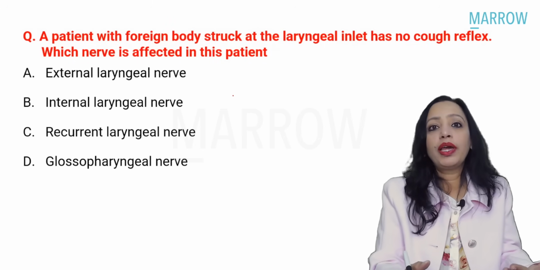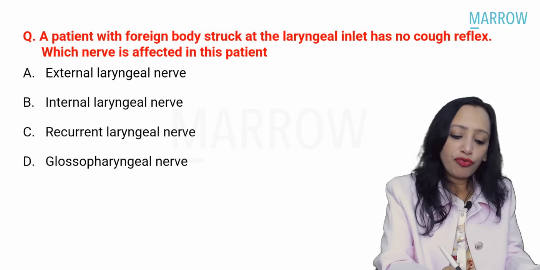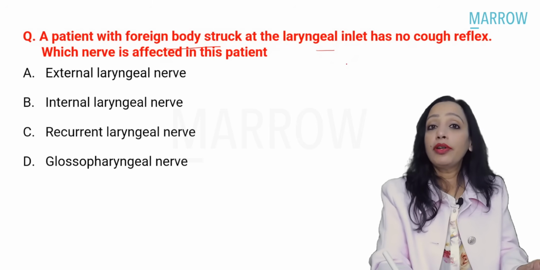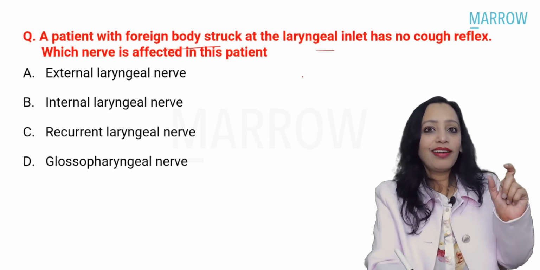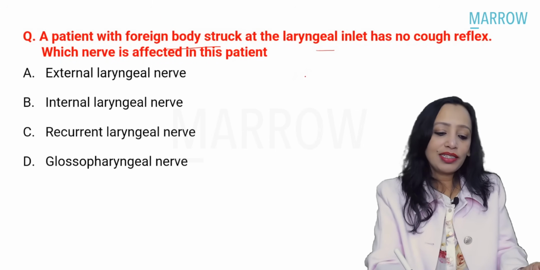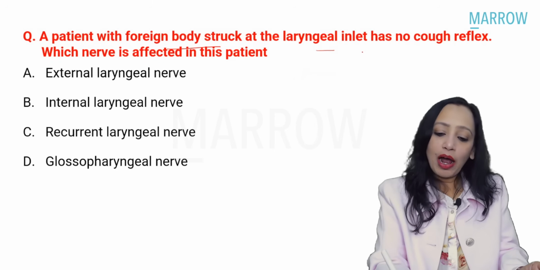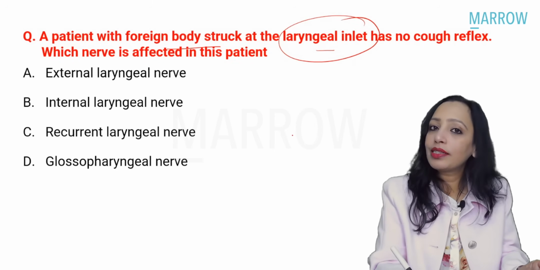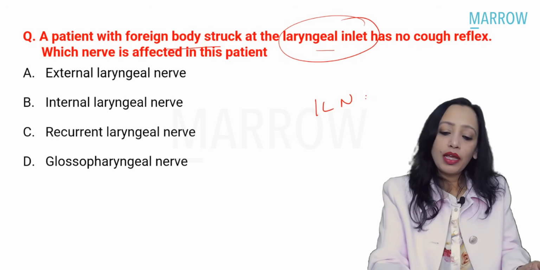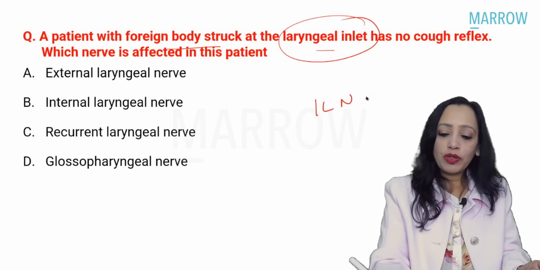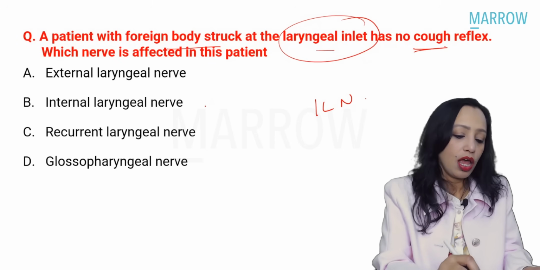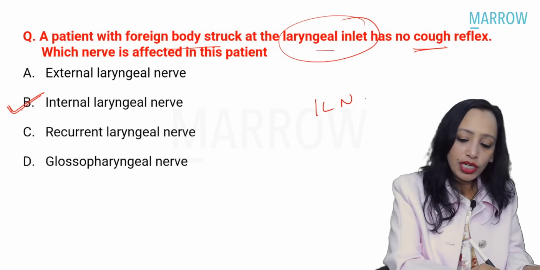Now here this has been a very, very simple direct question. A patient with a foreign body stuck at the laryngeal inlet, no cough reflex. That reminds me that a question on foreign body, a foreign body coin, was given in your exam in the May session. So this is the nerve supply that is being asked, of the laryngeal inlet. The sensory nerve supply is by the internal laryngeal nerve, the branch of the superior laryngeal nerve. So that has probably got injured, because of which the sensation is not there, and that has led to no cough reflex, which will lead to aspiration. So yes, the answer is the internal laryngeal nerve.